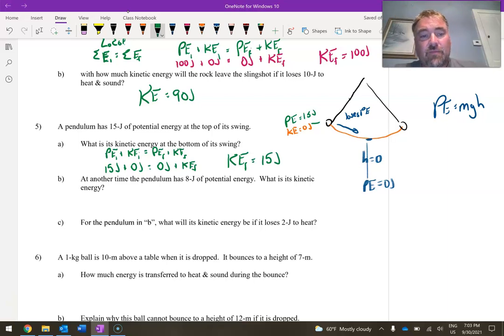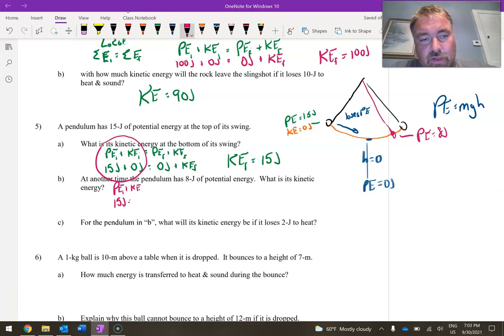Okay, at some other time, the pendulum has 8 joules of potential energy. So we're talking about somewhere like maybe right here. Maybe when that pendulum's now at this point right here, its potential energy is now 8 joules. Now, the thing that we started with stays the same. So we can take this part right here and bring it on down. The PE initial plus KE initial is 15 joules plus 0 joules. You're thinking, well, wait, isn't this a different situation? It's still the same pendulum. It still is going back and forth.